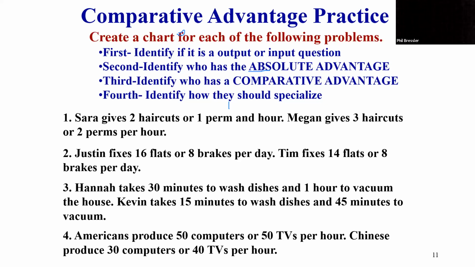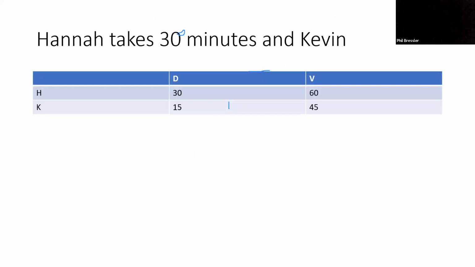Okay, good job if you recognize input there. All right, now, who has the absolute advantage in washing dishes? Okay, I'm seeing Kevin's. Excellent. All right, because he could wash them in 15 minutes. When we're doing input, we're looking for the smallest number for absolute advantage.